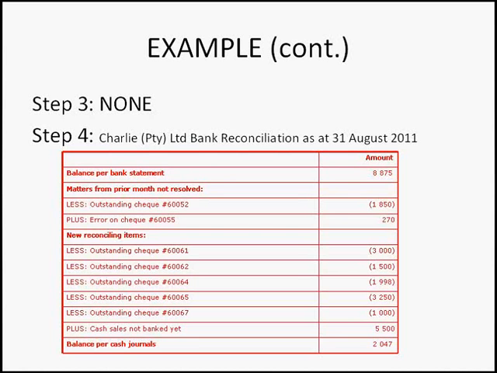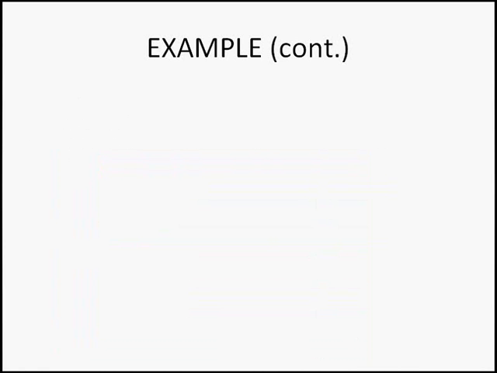Okay, if we then continue to step 5, we'll see that there's nothing to be done there, because step 5 said any errors that have been made in the cash journals, and there are no errors that were made in the cash journals here. In other words, there were no amounts that were entered incorrectly, for example. And step 6 the same.